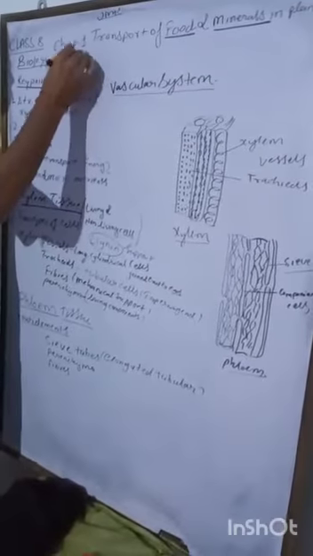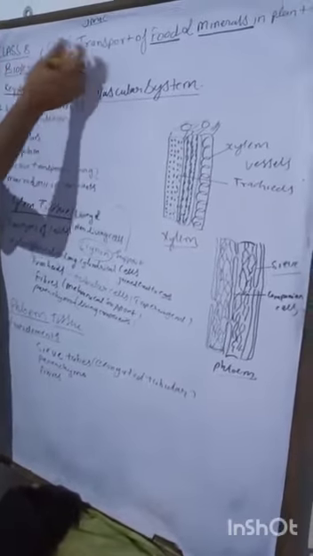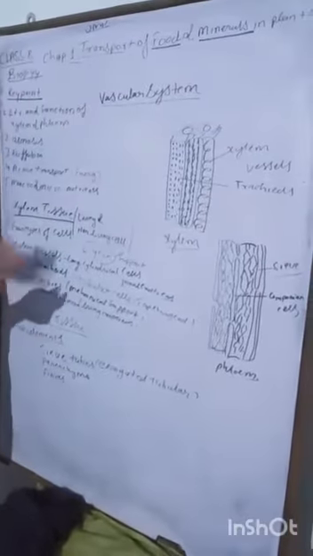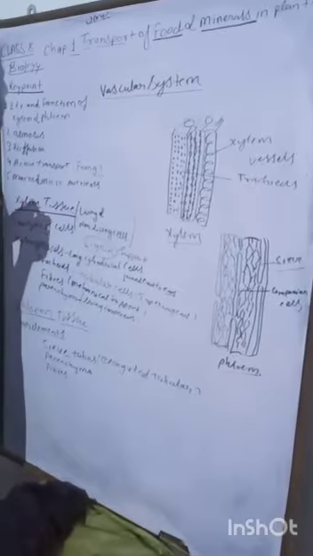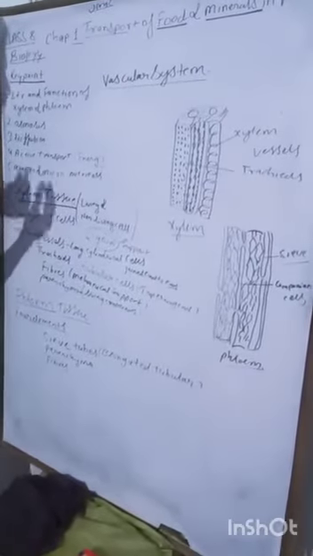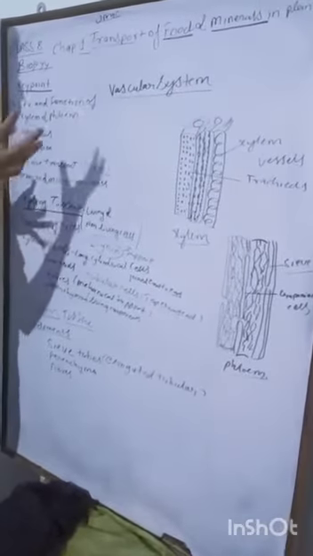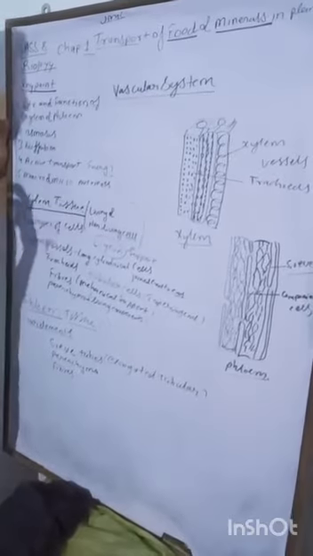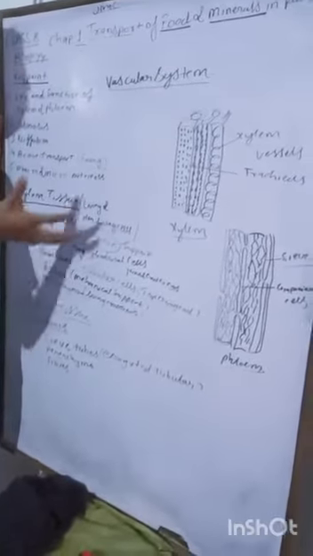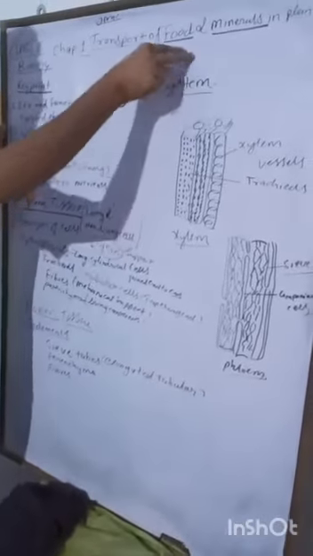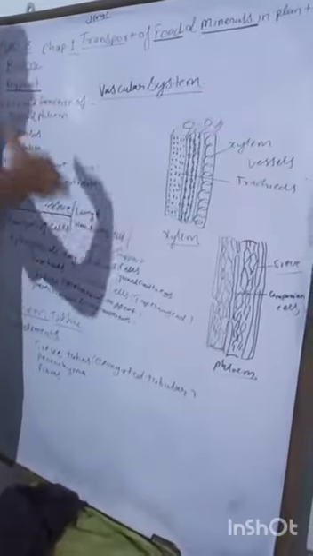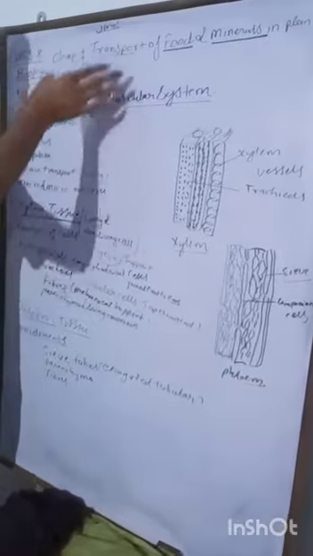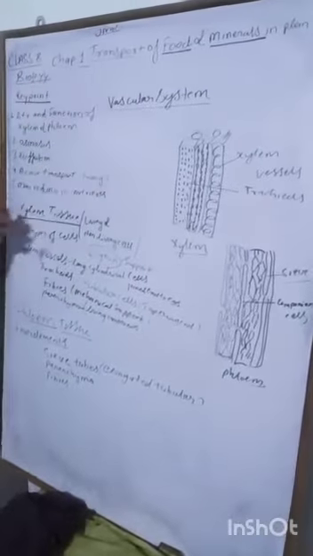Chapter one for class 8th. First chapter: transport of food and minerals in plants. Students, the first question that arises in our mind is how the transportation system works in our body. The same applies to plants, but how are food and minerals transported in a plant's body? Today we learn about it.